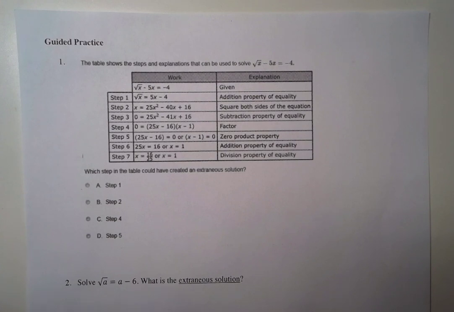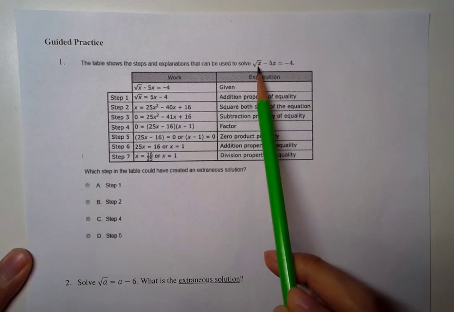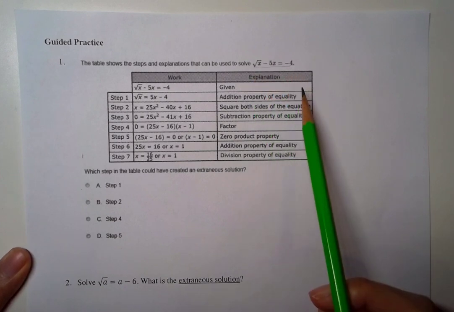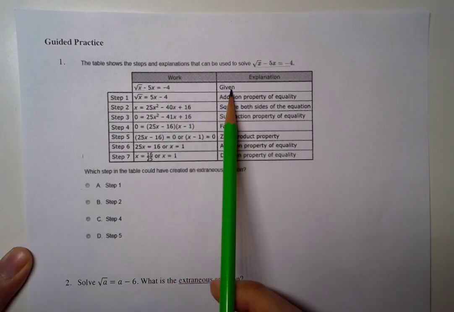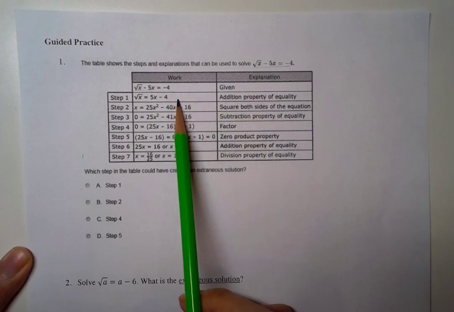Alright, so number 1, that's multiple choice, and that was the park problem. Alright, so let's look at this, guys. Someone already did it. So someone tried to solve this radical equation, right?